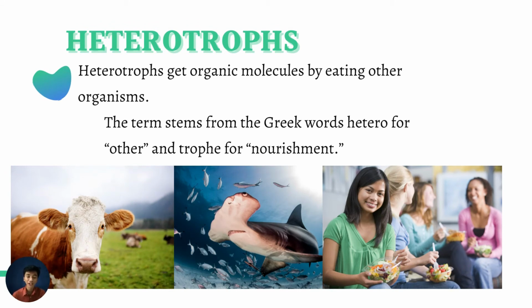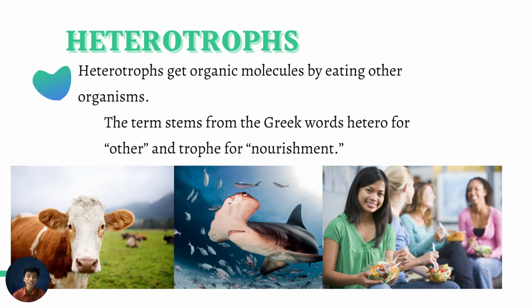Heterotrophs get organic molecules by eating other organisms. The term stems from the Greek word hetero for other and trop for nourishment. In other words, these organisms get their energy by eating and consuming other organisms, so they are called consumers. If plants are producers, animals or these organisms that get their energy by eating are consumers.